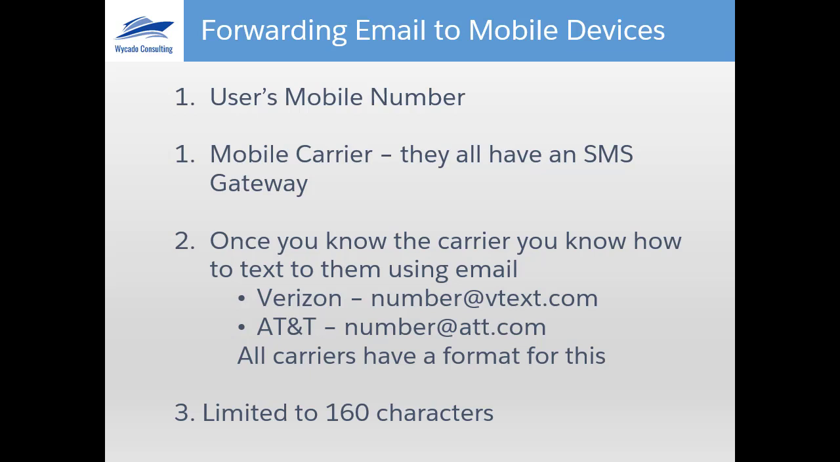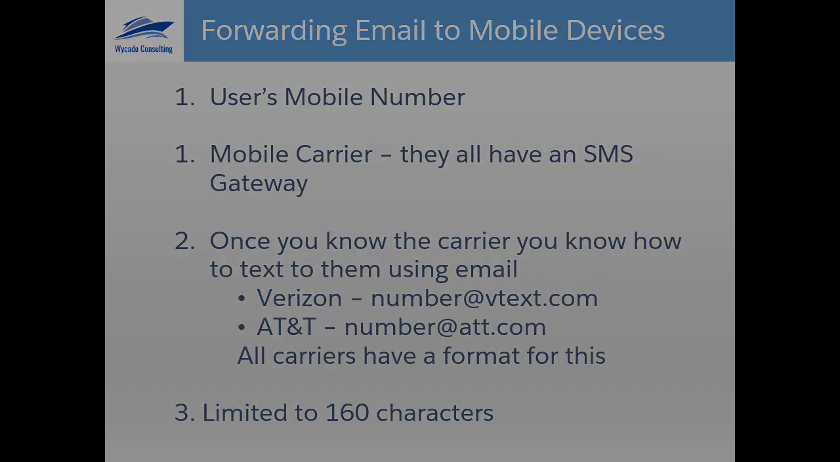For forwarding email to mobile devices, you use their mobile number and their carrier. All the carriers have an SMS gateway. Once you know the carrier, you know how to text to them using email. Verizon, for example, is the number at vtext.com. AT&T is the number at att.com. All the carriers have a format for this published. The only downside is that it's limited to 160 characters because it's an SMS gateway.